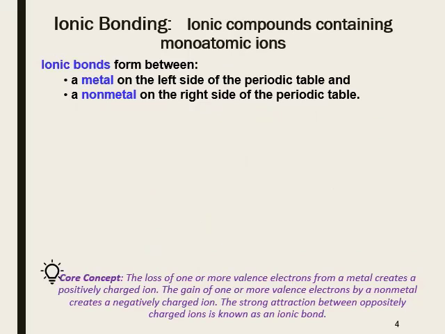Let's discuss ionic bonding in detail. Ionic bonds are formed between metals and nonmetals. Metals are found on the left side of the periodic table and nonmetals are found on the right side of the periodic table. When metals and nonmetals react with each other, electrons are transferred from metal atoms to the nonmetal.